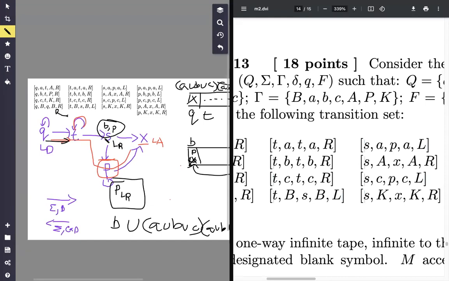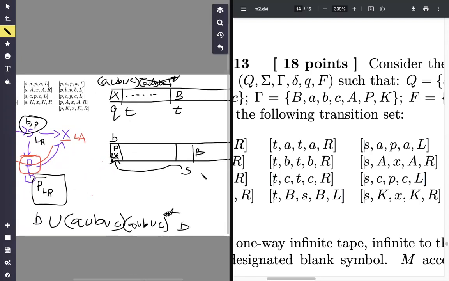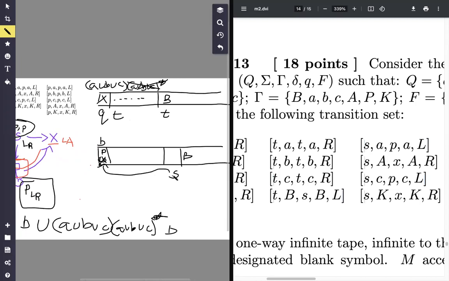Now we need to go from state S. Does someone have a question? No, right? So this S, we went to this blank, we moved left and we saw a P. So this (A union B union C) star that was here because we thought it could have been here is actually now zero.